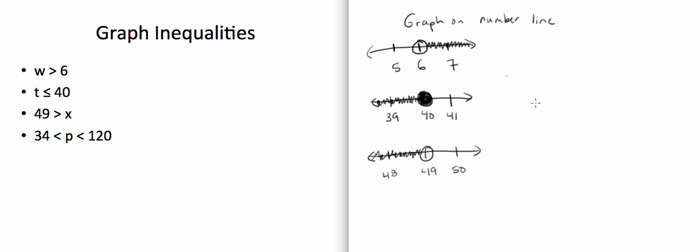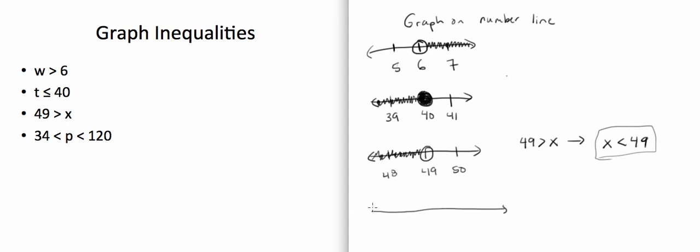The easiest way to graph these is to write them in terms of the variable coming first. So 49 is greater than x is the same as x is less than 49. We flip the entire thing. So now if you notice here, we have w greater than 6, the arrow is pointing to the right, we shade to the right. T less than 40, arrow pointing to the left, shades to the left. We write this so that the variable comes first and it shades that way. Okay, so that's just a little trick to help you out there.